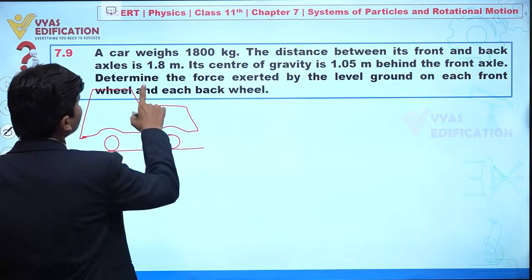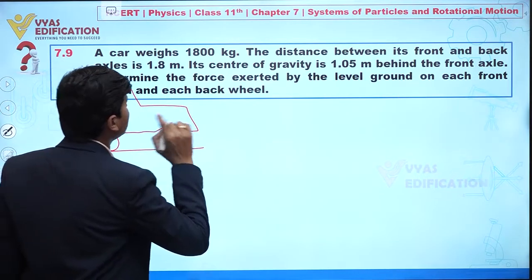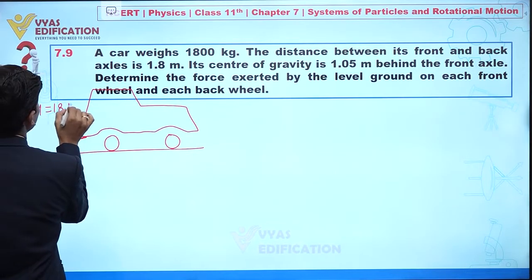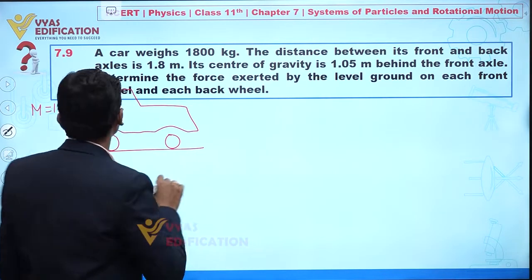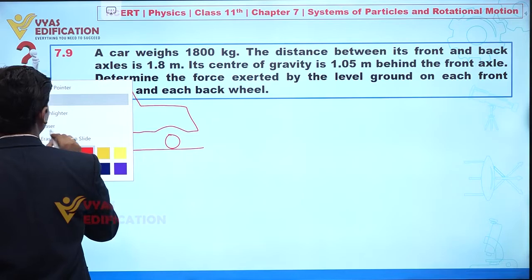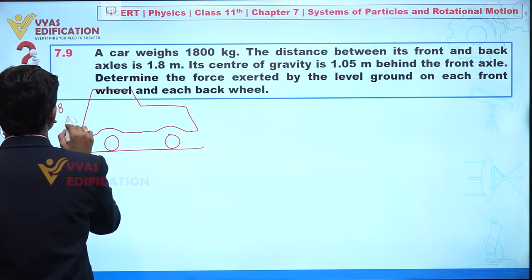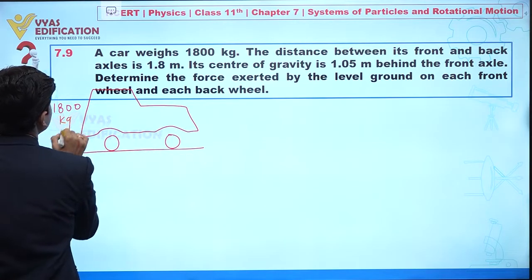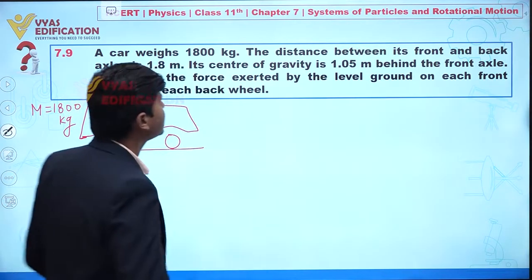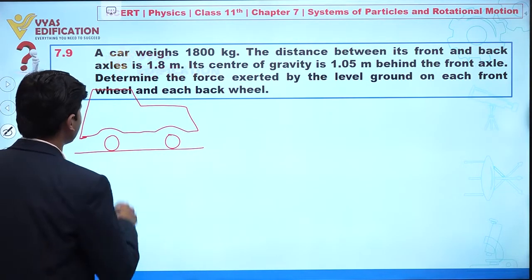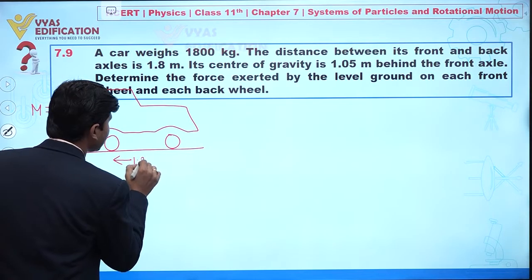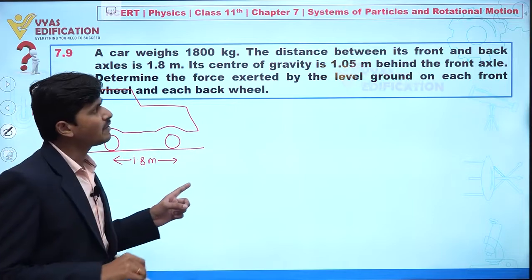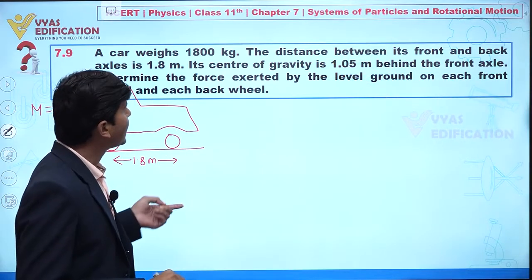Clear? So a car weighs 1800 kilogram. So we can see mass of this car is given to you 1800 kilogram. Distance between its front axle and the back axle is 1.8 meter. So I can say here, let's suppose this is 1.8 meter. Clear? Center of gravity is 1.05 meter behind front axle.